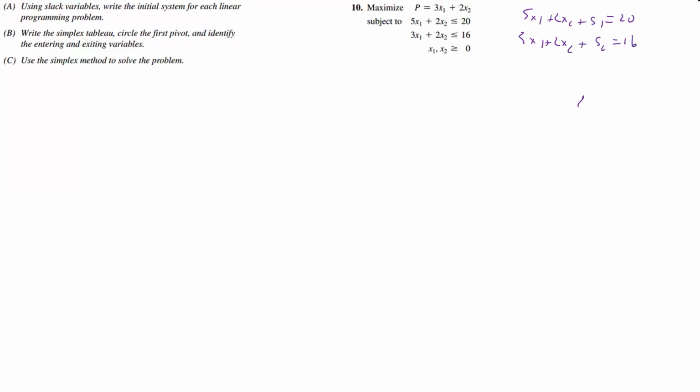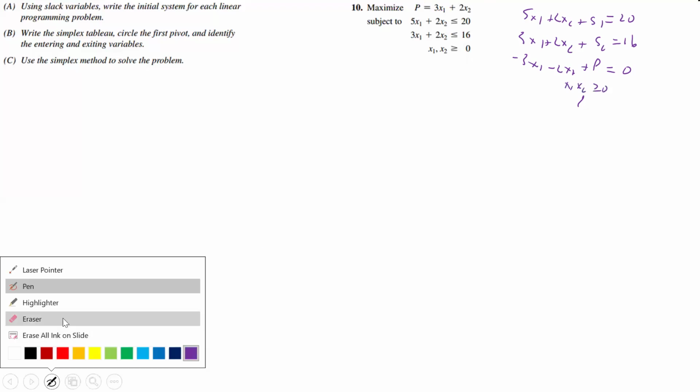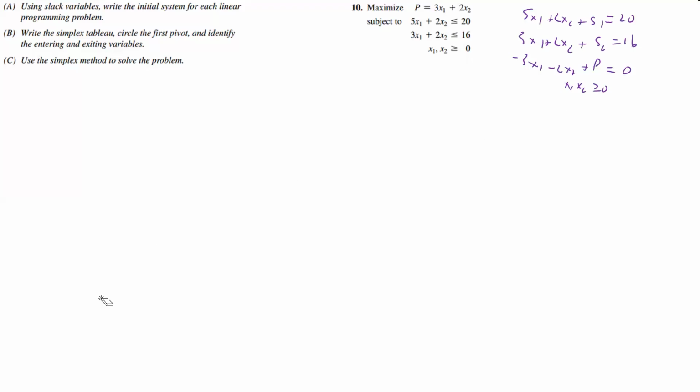And now we have to solve this for 0 with P on the left side. So it's going to be minus 3x1 minus 2x2 plus P equals 0. And then x1 and x2 have to be greater than or equal to 0 still. Okay, so that's going to be our initial system that we're going to work on.